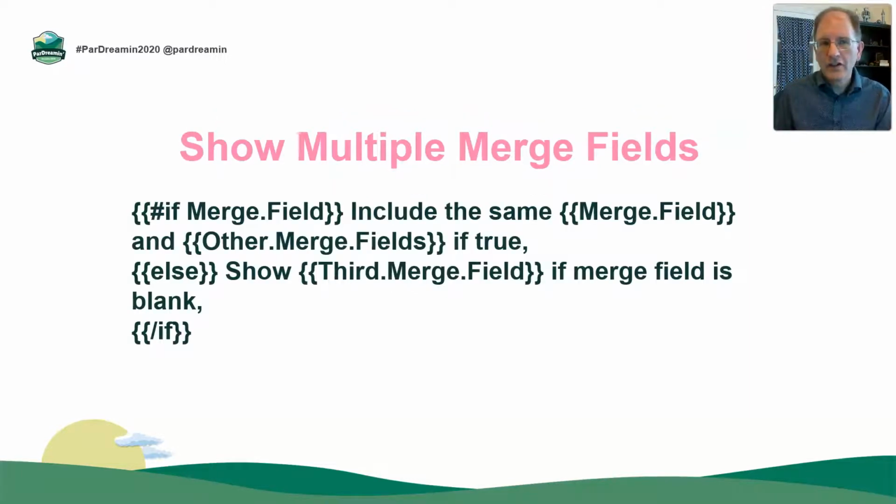One thing I wanted to make clear about how this pattern works is that you can show multiple merge fields with or without the merge field that triggers the condition. So you can put in the merge field to trigger the condition, and then you can include the same merge field and other merge fields if true, or else show a third merge field if the original merge field is blank. So you can put anything you want in the two conditions there. You can use the merge field that triggers it, or you don't have to. It's completely up to you. So that's another piece of flexibility that this has that's very nice.